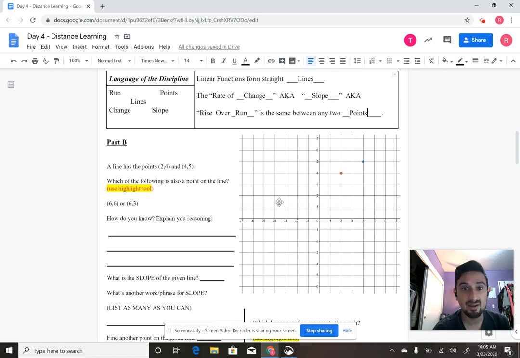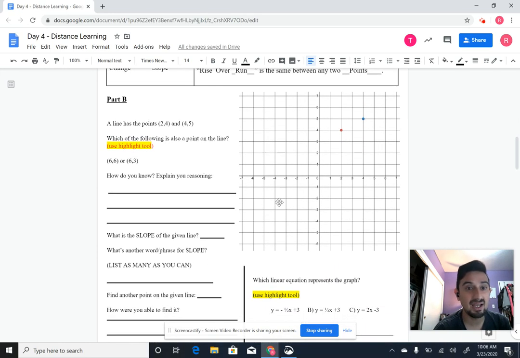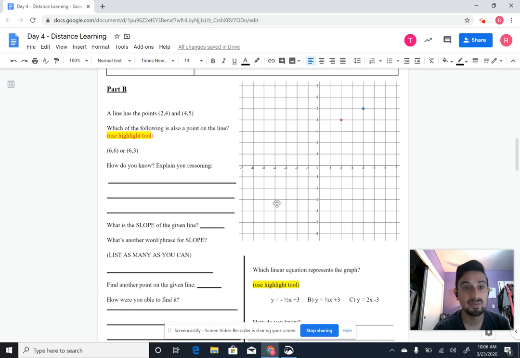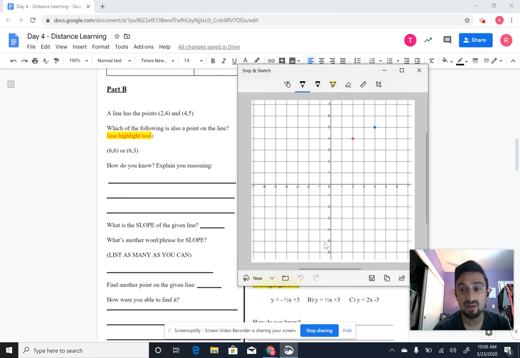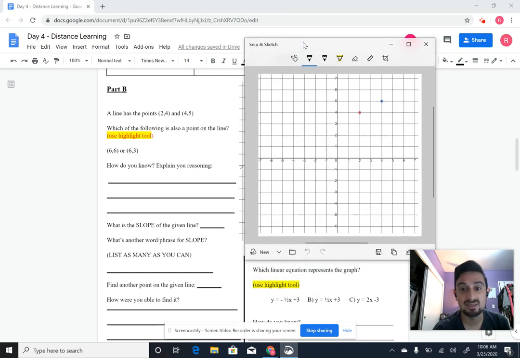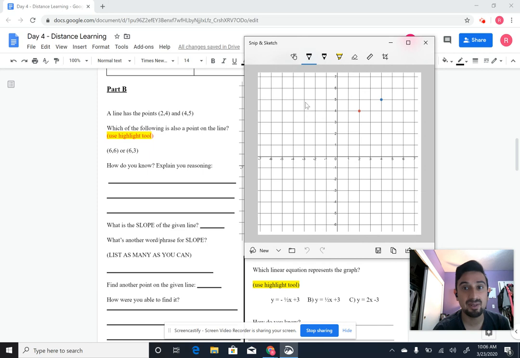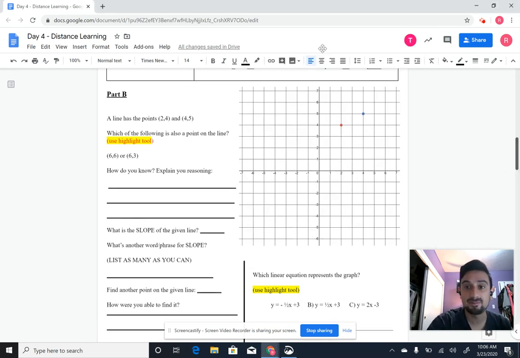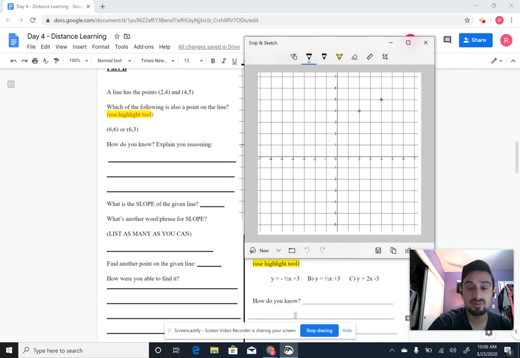So that's good. So now from there, part B, a line has a point 2, 4, and 4, 5. Which of the following is also on the point on the line? Use the highlight tool. So I'm going to use the snipping tool to do this. And you can see I snip my graph, and I'm going to draw on my computer. You can draw on your computer too using a whiteboard marker. You don't have to plot any points virtually. So what I'm going to do is I'm going to see here I have the points 2, 4, and 4, 5 there.